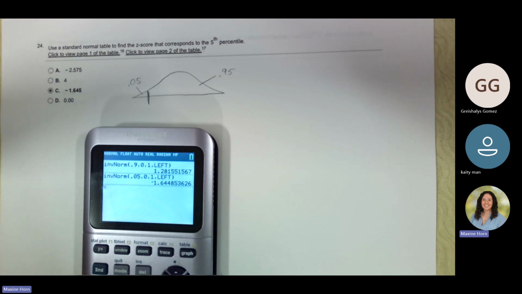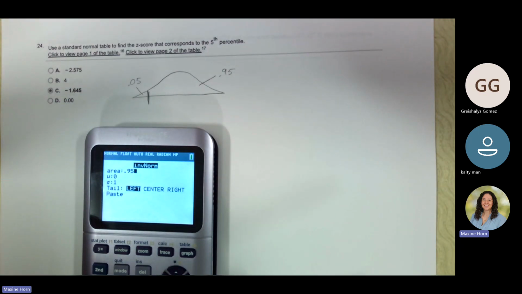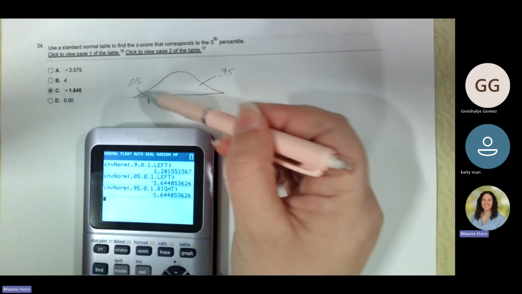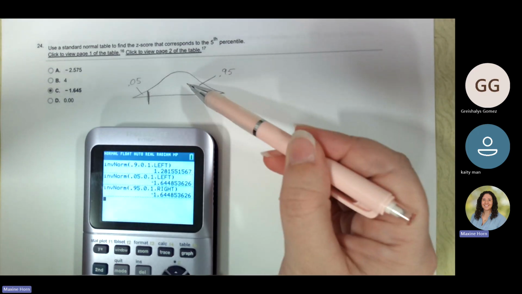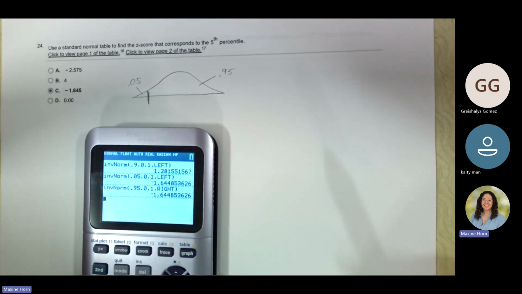Now, something else that you could do, if you want to play around with this, you could say, okay, well, the area to the right is 0.95, right? Area to the right is 0.95, and I get the exact same number because it's the exact same value that separates the left 5% from the right 95%, the bottom 5 from the top 95. Okay? Right.